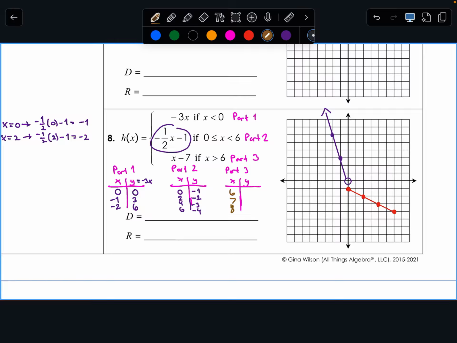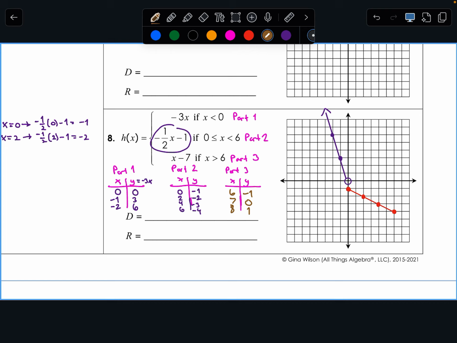So if I put 6 into x minus 7, what's 6 minus 7? -1. And then what would 7 be? 7 minus 7 is 0. And what's 8? 1. So that means you're going to plot those points.